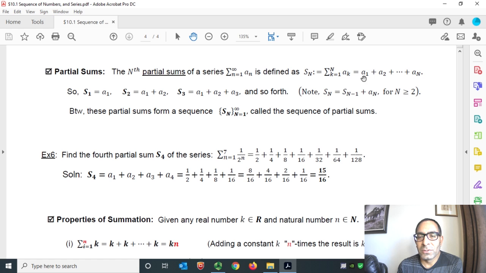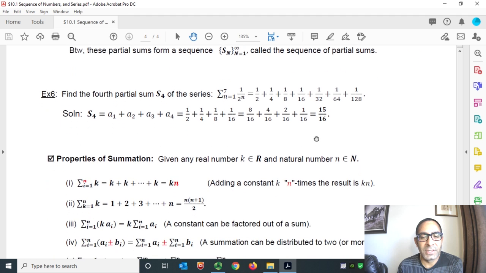So this equals a1 plus a2 plus ... a_N. So S1 equals a1, S2 equals the sum of the first two terms, a1 plus a2, S3 equals the sum of the first three terms, a1 plus a2 plus a3, and so on. By the way, these partial sums, S1, S2, S3, ..., form a sequence called the sequence of partial sums.